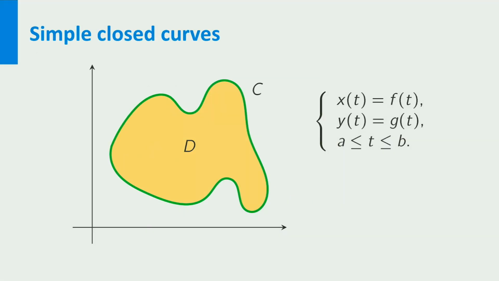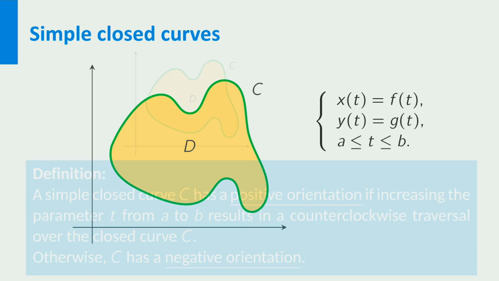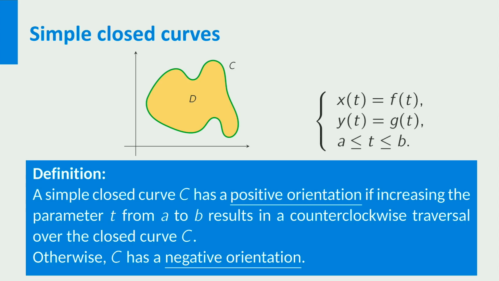We can directly give the definition of the positive orientation of a planar simple closed curve. A simple closed curve C has a positive orientation if increasing the parameter t from A to B results in a counterclockwise traversal over the closed curve C. If the traversal over C is clockwise, the curve C has a negative orientation. So how can we determine whether or not we have a counterclockwise traversal?